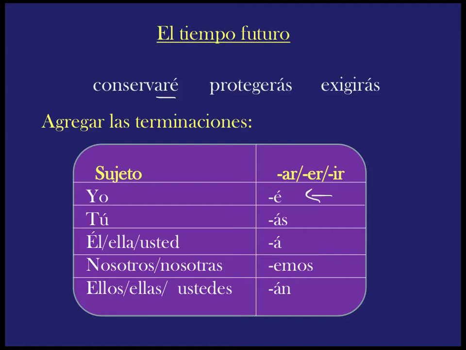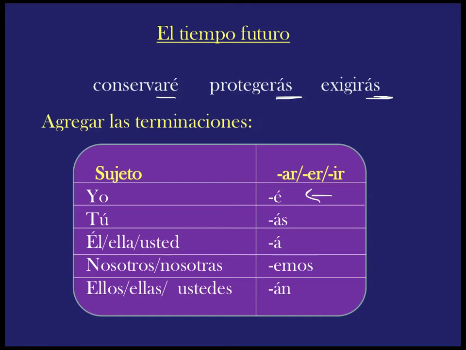So by not dropping that AR, you're actually pretty much equivocating it to the word will in English. Protegerás, tú protegerás. By adding the AS, I'm saying you will protect. Exigirás, you will insist. And we can go down the line. Protegeremos, we will protect. Conservaremos, we will conserve. Exigirán, they or you will insist.